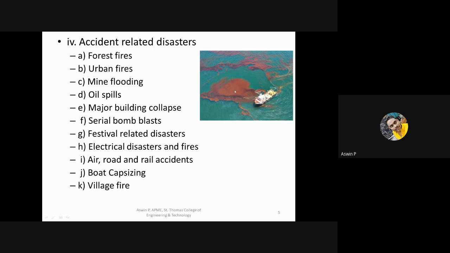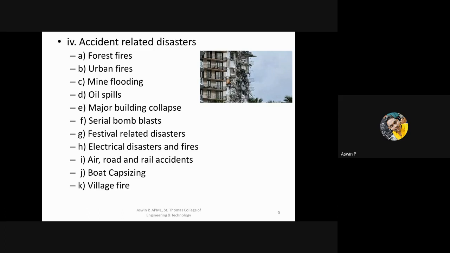For that, we are using superbugs as well as some ships to take away these oil spills from the sea. And there are some major building collapses. We faced the World Trade Center collapse in 2001, I think, and that's an example of a major building collapse. Due to that, a lot of people working inside that building as well as living nearby may have been affected or lost their lives due to this major building collapse.